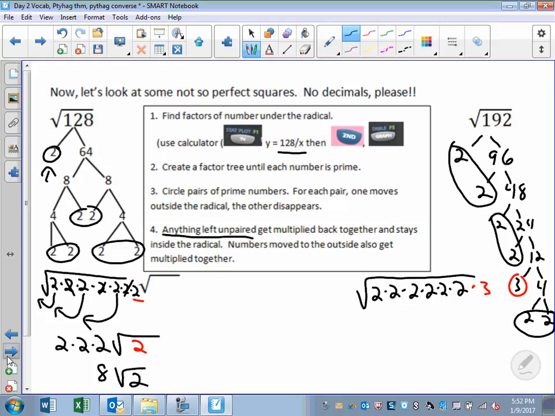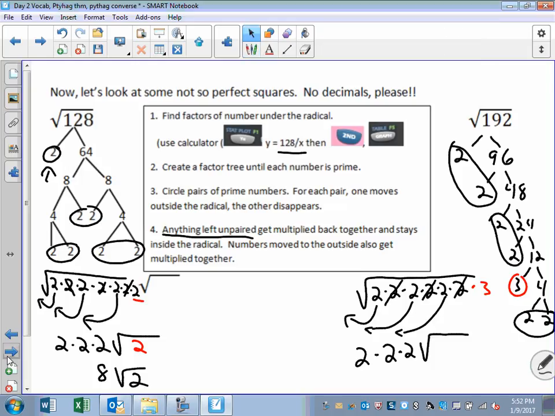Okay. Now we do the same thing. Move it out, cross one out. Move it out, cross one out. Move it out, cross one out. So the only thing left unpaired is that 3. So we got 2 times 2 times 2 on the outside. Then we got the 3 on the inside. So that would be 8 root 3 for the final answer. Okay.